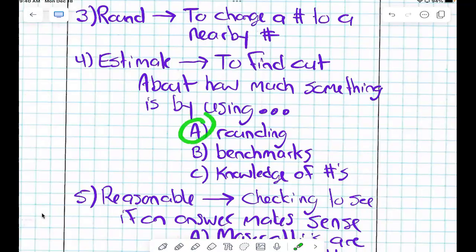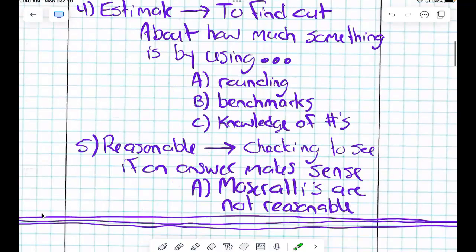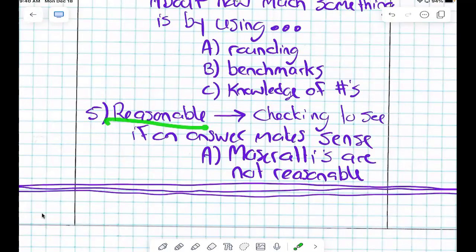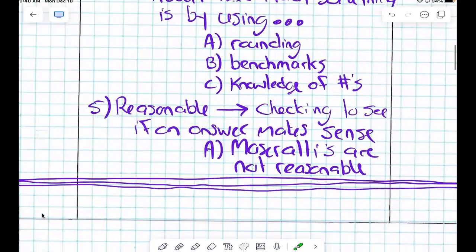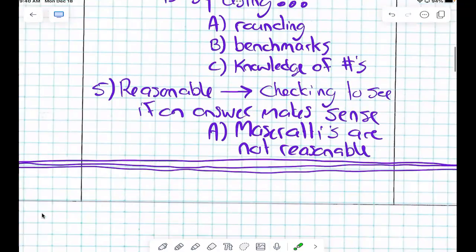The first thing is, the second thing we could use is, and then we always use our, and we estimate to see if answers are what? We don't want to have a Maserati.